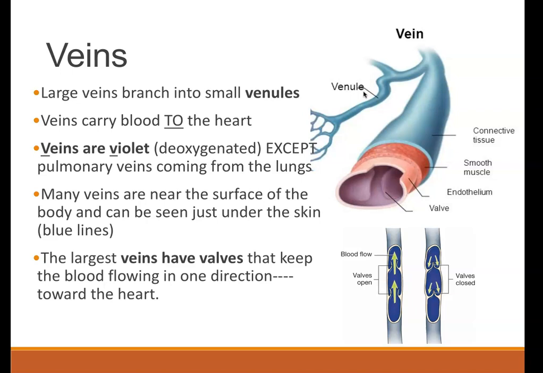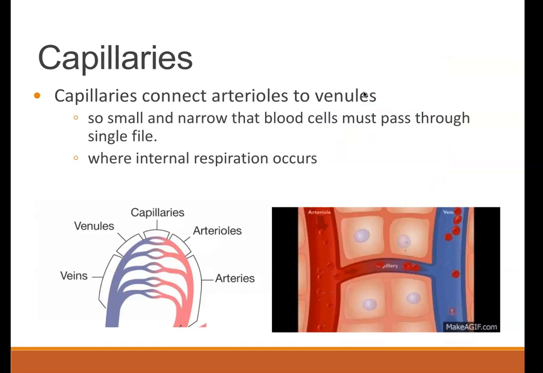But just so you know, deoxygenated blood is not blue. It's a dark red, like a Merlot color, versus oxygenated blood, which is a very bright red. It just looks blue through the skin because of physics and how light is absorbed and emitted, and I can't explain it. So the third type of vessel are capillaries.